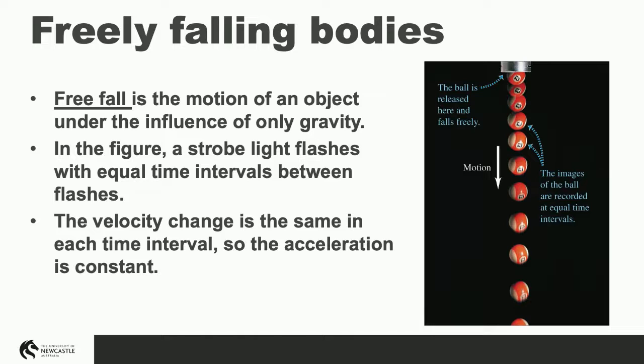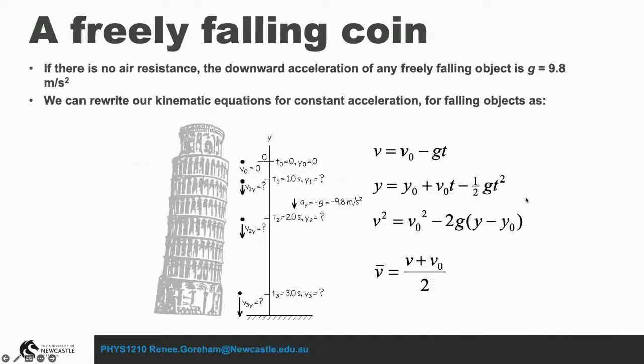So the velocity change is going to be the same in each time interval. If we have a look at the strobe ball, we have it changing the displacement only slightly, and then that displacement will slightly increase with every interval. It's the same time period taken for each of these photos, but the displacement is going to increase.